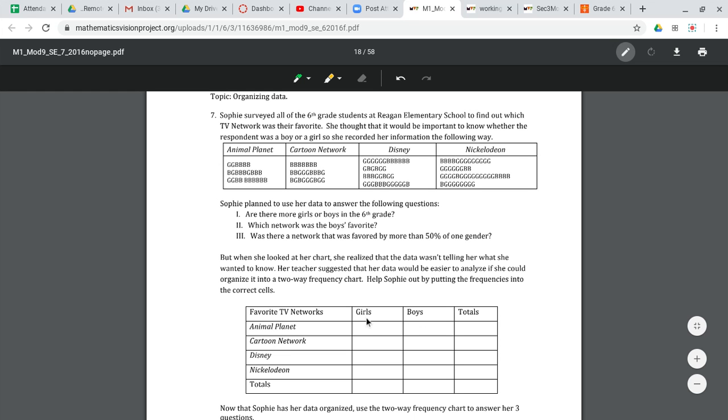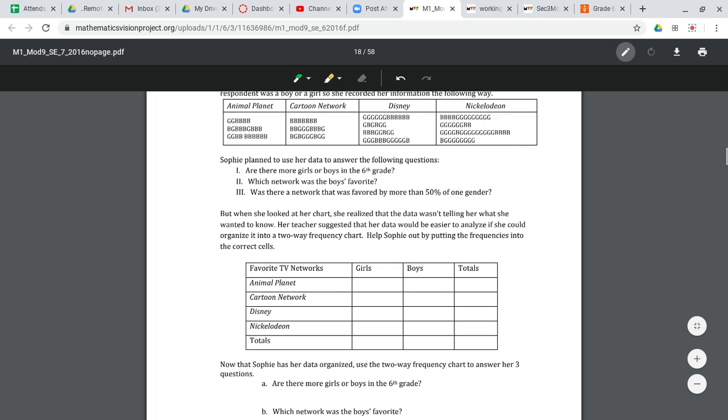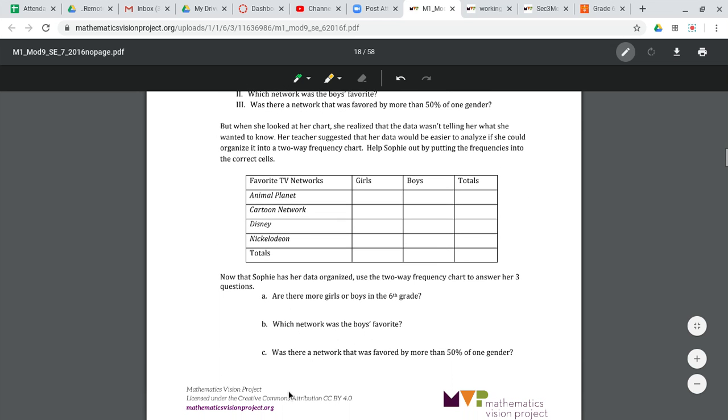What you guys will be doing is how many girls were there for Animal Planet, how many girls were there for Cartoon Network, Disney, Nickelodeon. Same thing with boys. Then you'll do your totals for each. Now, it's got these questions right here saying Sophie planned to use her data to answer the following questions. You don't answer them right here. You answer them down here after you fill out the two-way frequency chart.